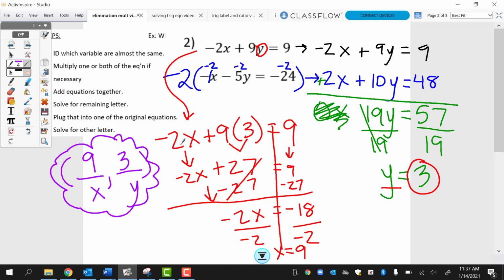So now you're going to go to the formative and you're going to start on number 13, because those are the questions where you have to start multiplying.